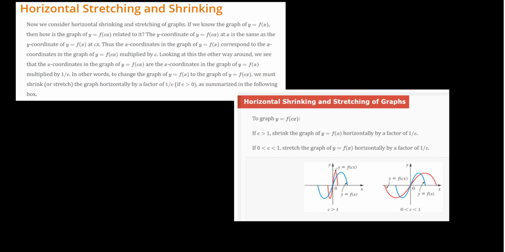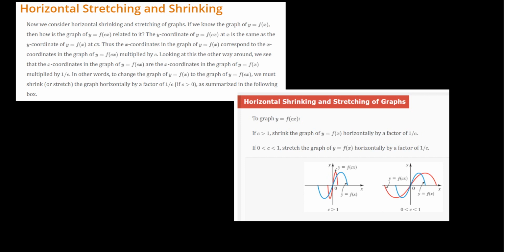So horizontally, let's see. Okay, so this blue line would be my parent function, whatever it is. And if I have a value c that's greater than 1, then I shrink the graph by a factor of 1 over c. Okay, so notice how we take this graph and we horizontally shrink it. All right, so it's like clapping your hands, right? We're shrinking it. Now for the stretch, you essentially do the opposite motion. Instead of clapping together, pull out, and that's what we see here.